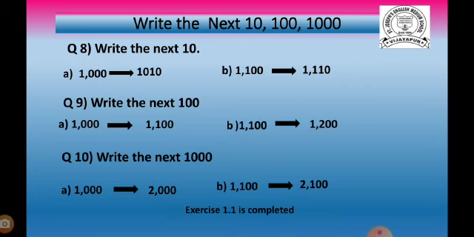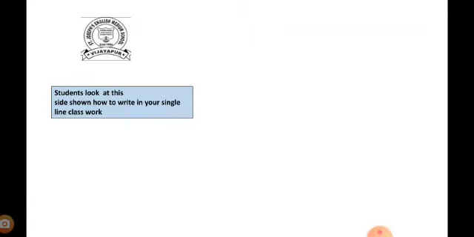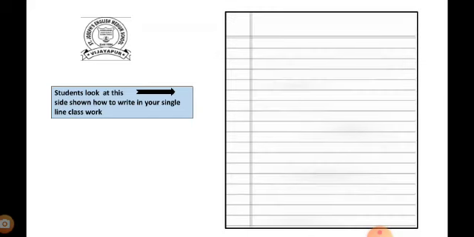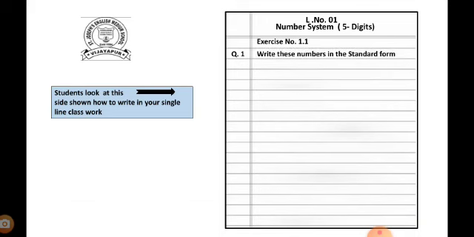I hope that this concept is understood by you all. With this, I am giving you a PDF file to write in your classwork. Students, you have to write like this. First, take a new page, and write on the heading lesson number 1 and also the name of the lesson. Then in the first line of the page, write exercise 1.1. Then in the margin, write the question number. Question number 1, write these numbers in the standard form. Then write one by one each question.